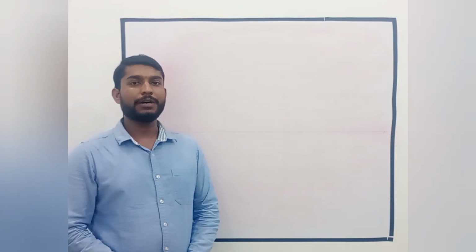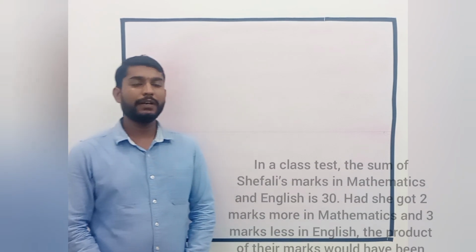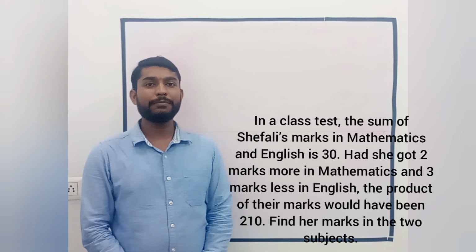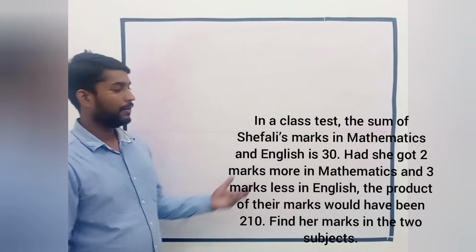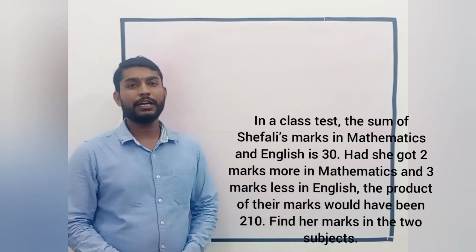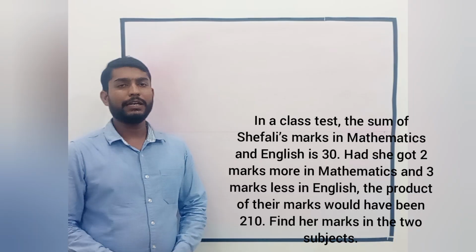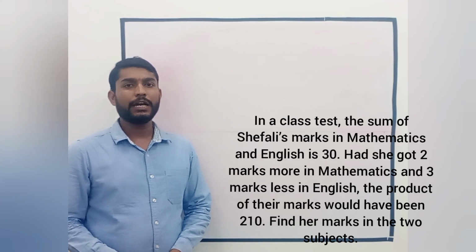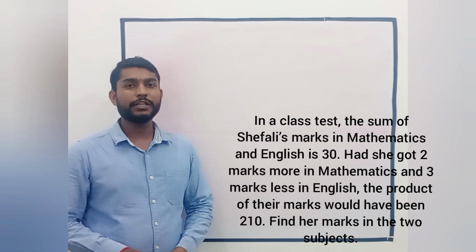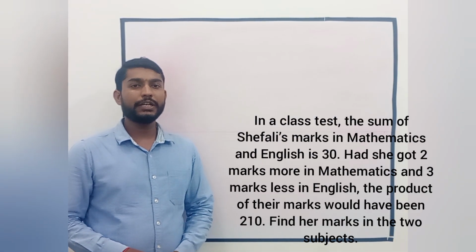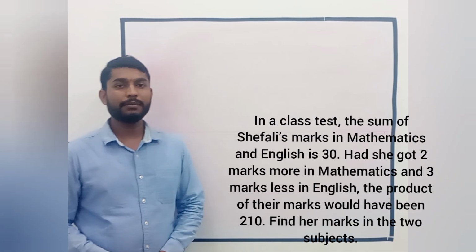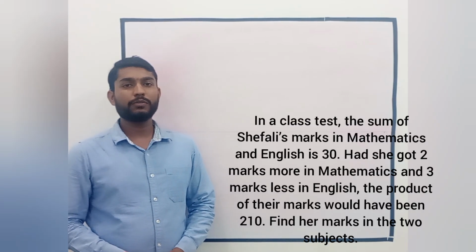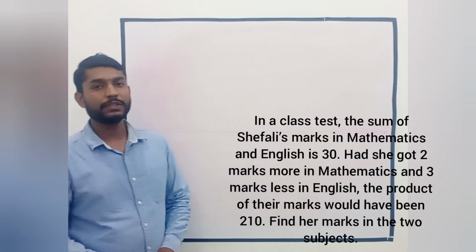Related to the marks, now first we will eliminate the question. In a class test, the sum of the marks in mathematics and English is 30. Here are two subjects, maths and English, with a sum of 30, and they are asking a new concept in it. If 2 marks are increased in maths and 3 marks are reduced in English, after the reduction and increase the product of these maths and English marks will be 210. Find the marks of the subjects.